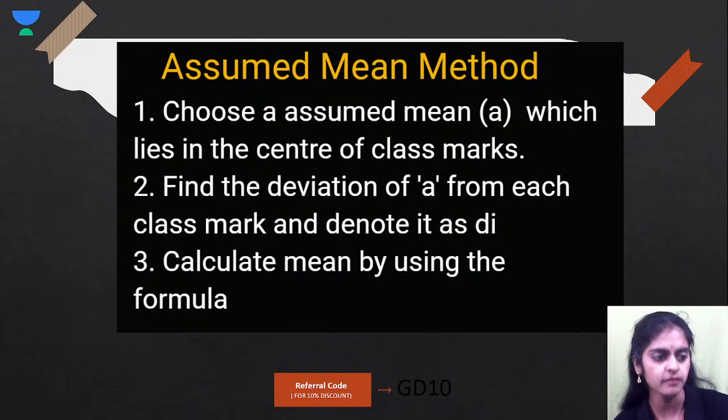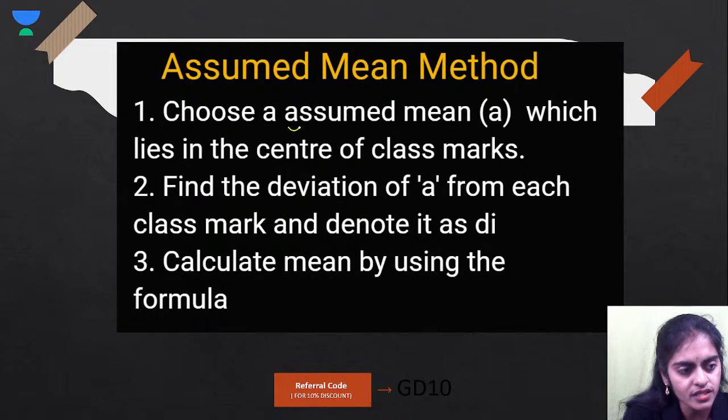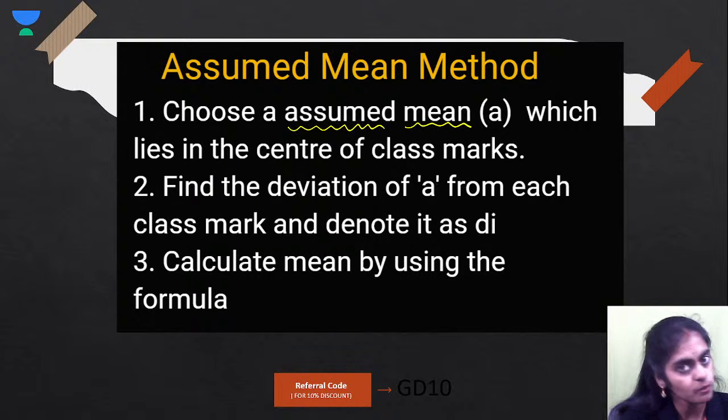Now next one, assumed mean method. So in assumed mean method, what do you do? You will choose an assumed mean. Now this assumed mean should lie in the center of the class marks. It has to lie in the center of the class marks.